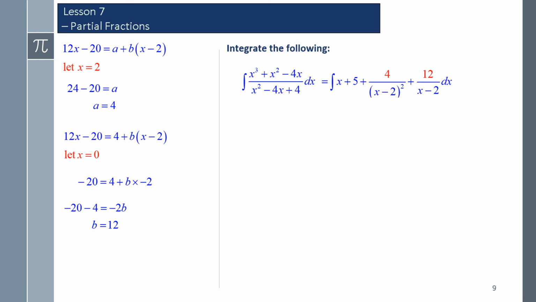Let's anti-differentiate now. The x becomes the half x squared, 5 becomes the 5x. Using the power rule for integration, this will become negative 4 over x take 2. And lastly, will be a natural log, which will be 12 ln x take 2 plus our constant of integration. And that is a bit more challenging one. We have a cubic over a quadratic, but it turned out to be achievable by following a set of procedures.